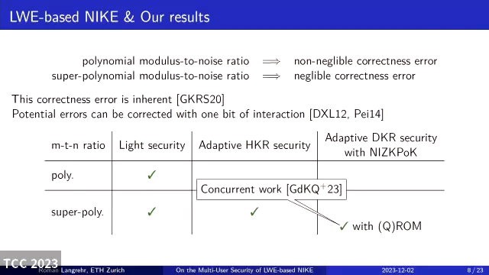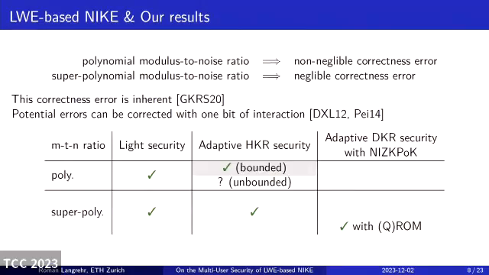A concurrent work to this showed that a variant of this NIKE that also uses the QROM model can achieve adaptive DKR security. In this work, we show that for a bounded number of users, you can get adaptive HKR security even with a polynomial modulus to noise ratio. And we also show that with the polynomial modulus to noise ratio, the NIKE is not adaptive DKR secure, even if you add these NIZK proofs of knowledge.